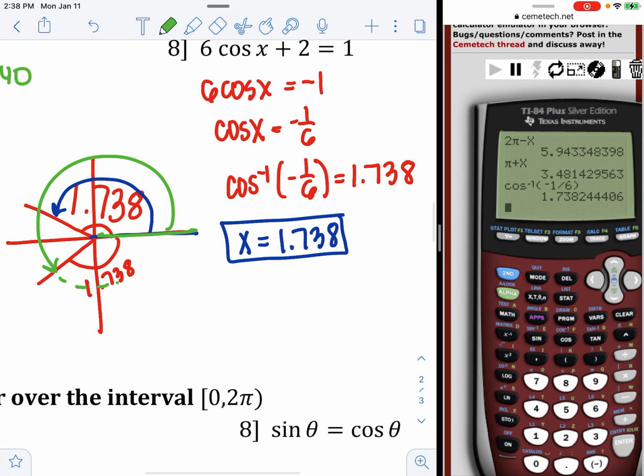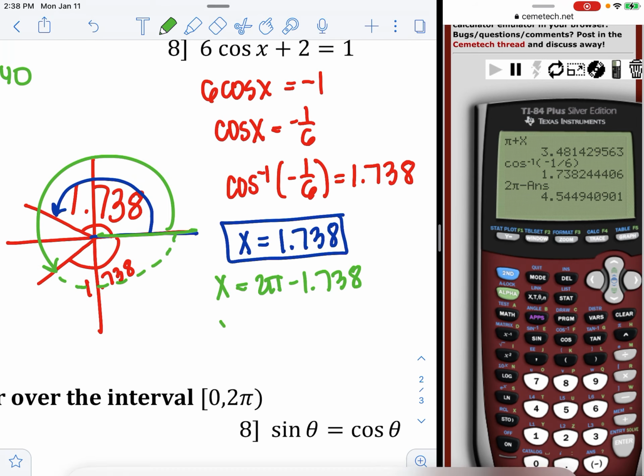So I say, oh, look, this would be a full rotation, but I need to get rid of that 1.738. So my other answer I get by doing 2 pi minus 1.738. And I get my second answer is 4.545.